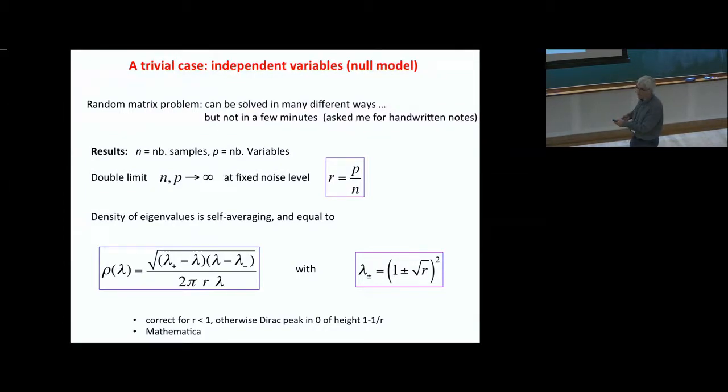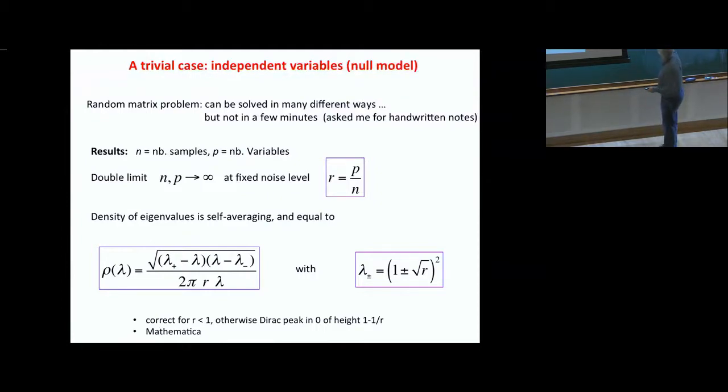So I'm assuming first that R is smaller than one. So that means that you have more samples than you have variables. More samples than variables. So the spectrum is given by this equation here, where lambda plus and lambda minus are the extremity of the supports, and are given by this expression, (1 plus square root of R) squared and (1 minus square root of R) squared.